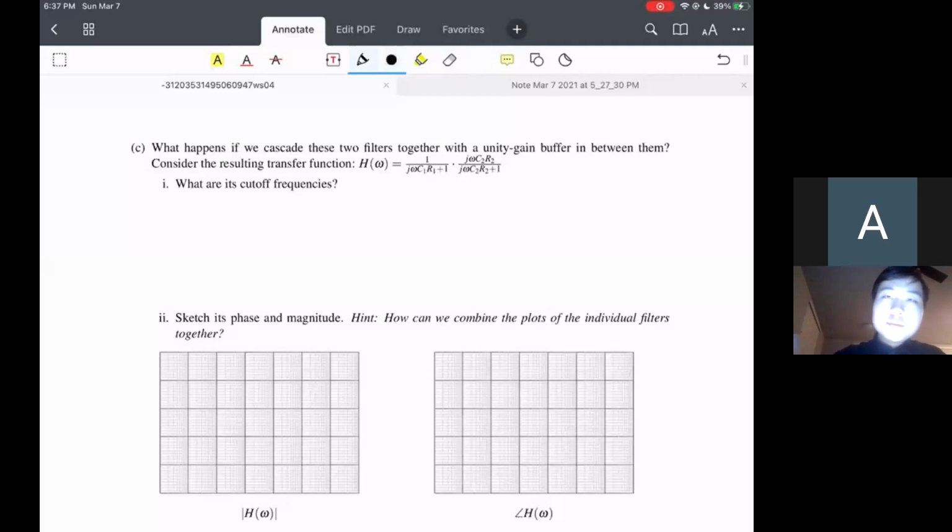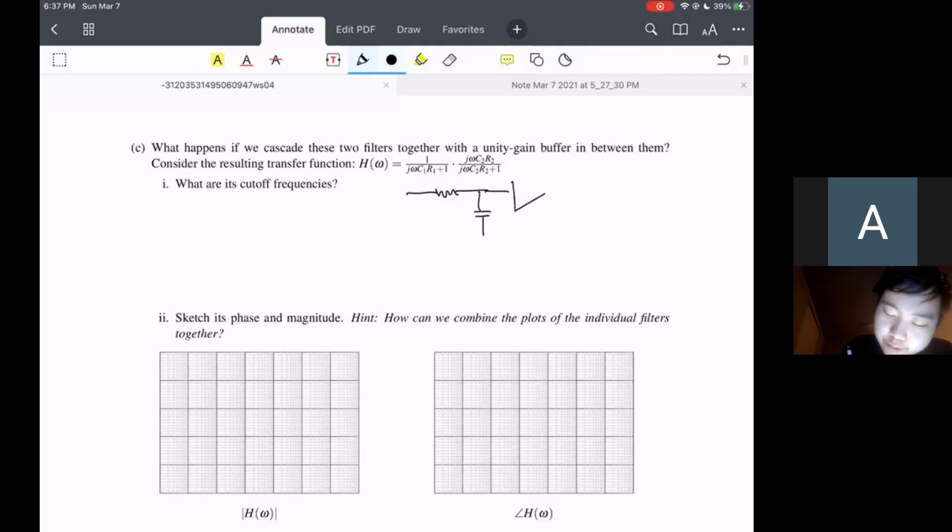In part C, we're asked what happens if we cascade the two filters together with a unity gain buffer in between them. This is what we call a bandpass filter. So it's going to look something like this. First off, you have the low pass filter, which is an RC circuit.